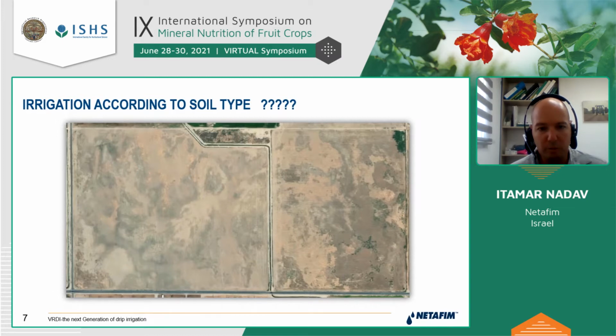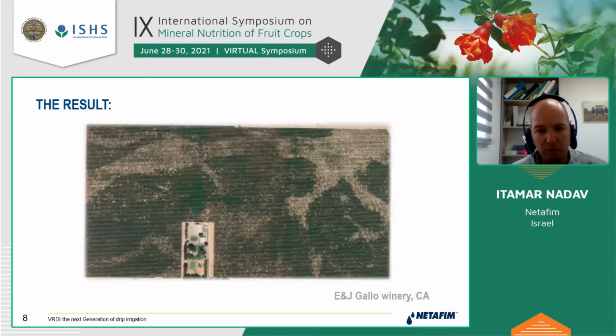If we take that plot and irrigate it by the same irrigation frequency, the result will probably look something like that. This is a vineyard from California, and you can clearly see that it's highly variable, with areas with high vegetation and areas with low vegetation. And it's because everything is irrigated the same and not according to soil type, because you just can't do it.